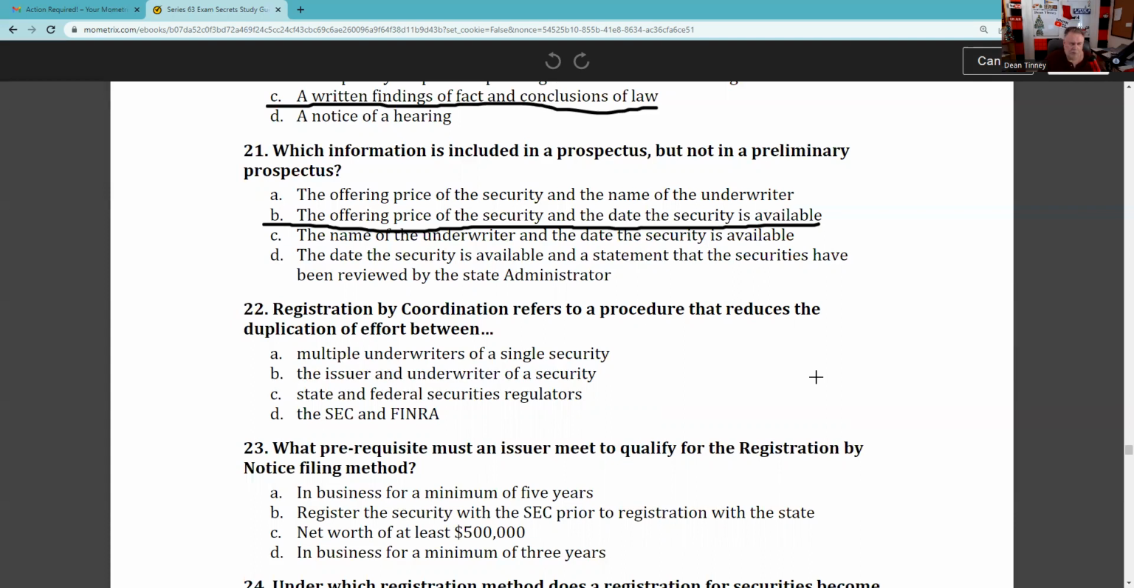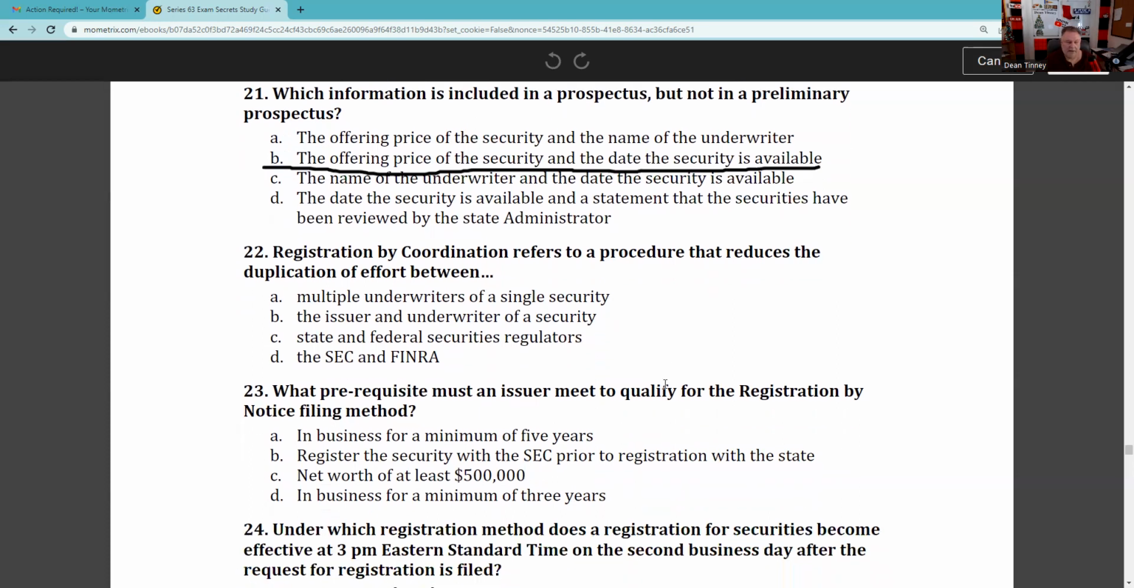And then remember, I'm going to have to coordinate this with the state administrator. I can't coordinate if I'm not doing a federal registration. So in terms of registering a security with the state, well, I like it. It looks like 22 now is the follow-up to that question. Registration by coordination refers to a procedure that reduces duplication of effort. Yeah, I don't like the duplication of effort wording, but you should certainly know what it's about. Right, I'm going to be registering with the feds under the '33 Act at the same time that I'm registering with the state administrator.